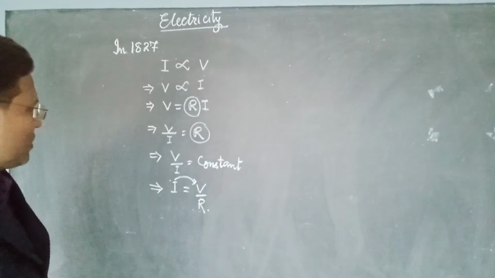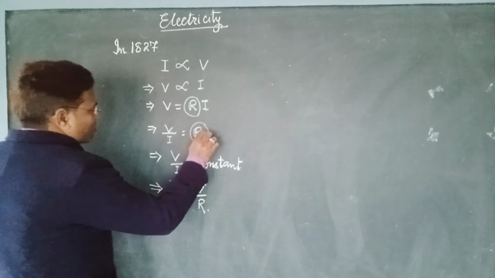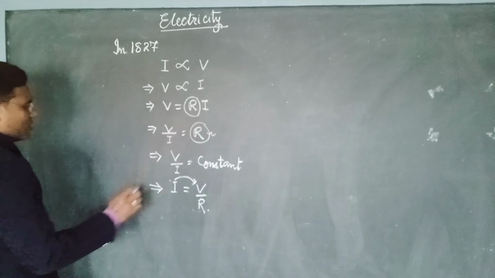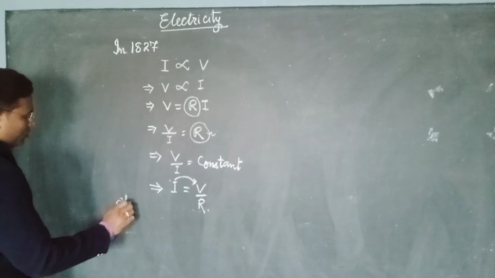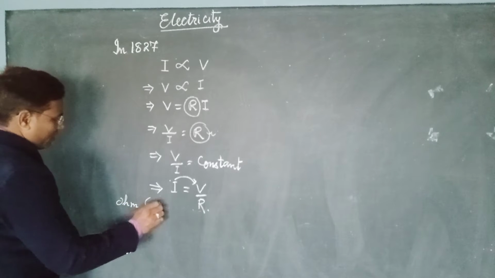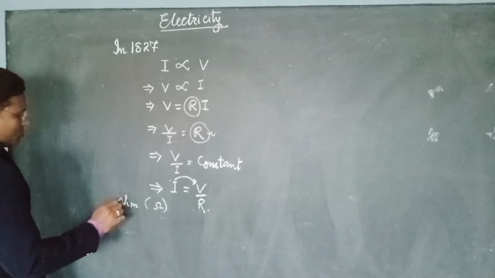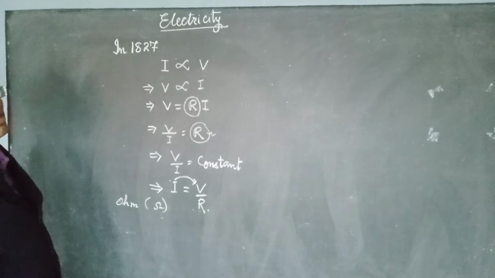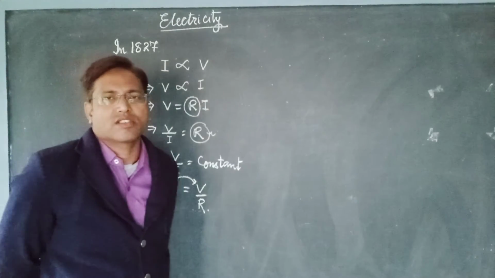Now this resistance we got here as the constant, and the SI unit of this resistance is ohm, and the symbol we write in this way. Ohm is in honor of the same scientist, George Simon Ohm.